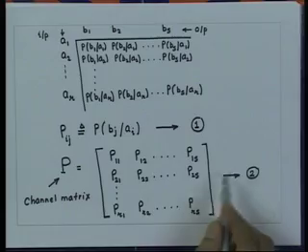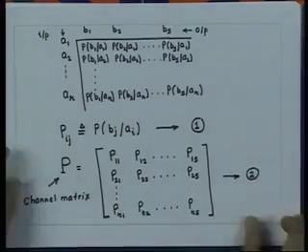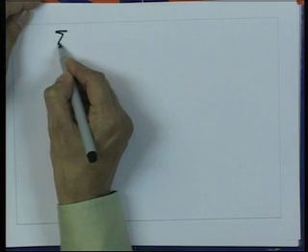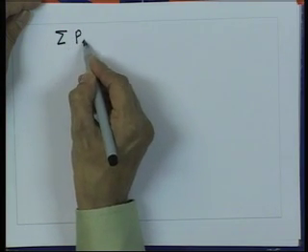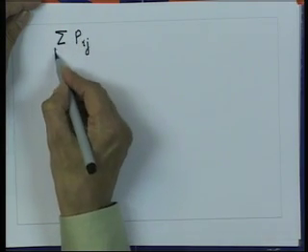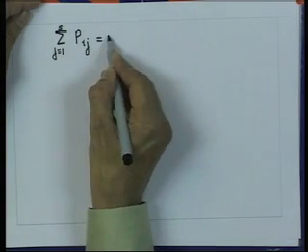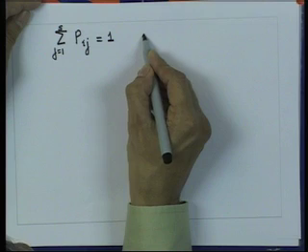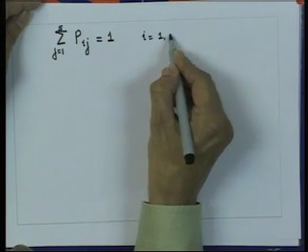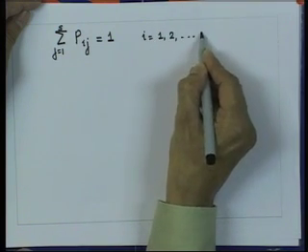So, mathematically what it means is that the sum of probabilities P_ij, j equal to 1 to s, should be equal to 1 for i equal to 1 up to r.